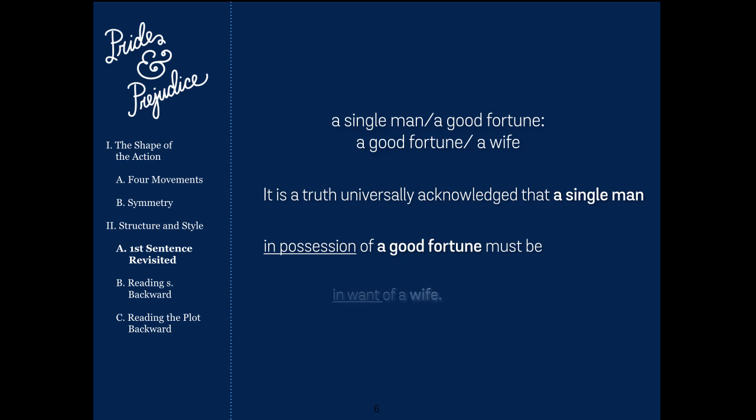way against "a wife," because they are the objects of the parallel verb phrases "in possession of" and "in want of." Here, though, the symmetry tips a little, for the wife has no adjective. She's not paired with anything except the verb "want," to which she is linked by the alliteration of the W sound.